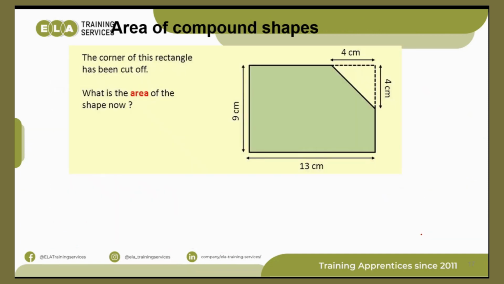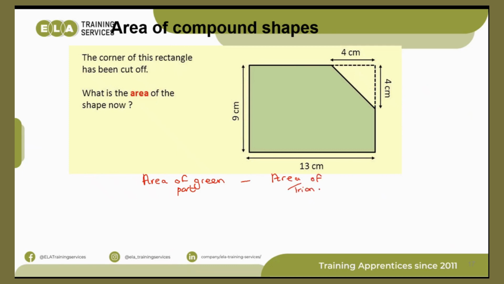The corner of this rectangle has been cut off. What is the area of the shape now? So we're just dealing with the green shape. What do we think we have to do? So we are going to calculate the area of the green part. So the big rectangle, take away the area of the missing corner, which is a triangle.